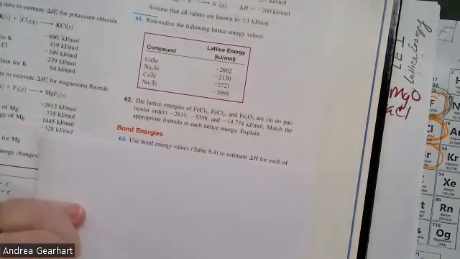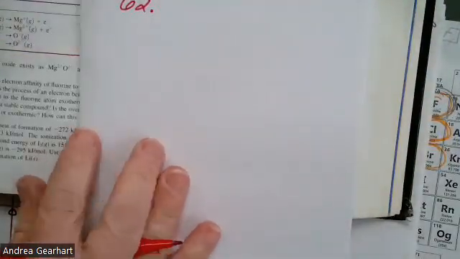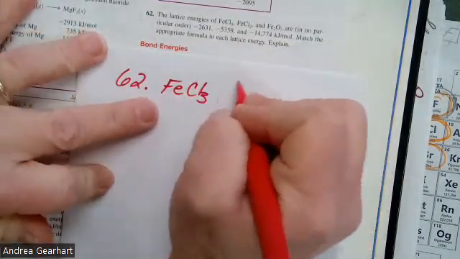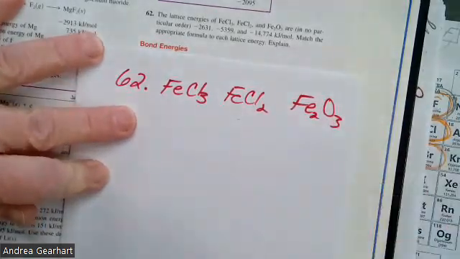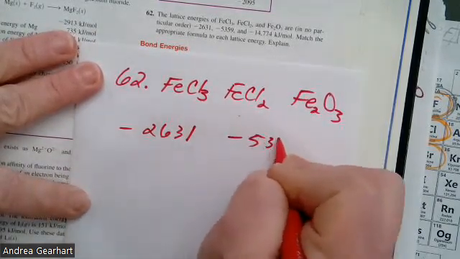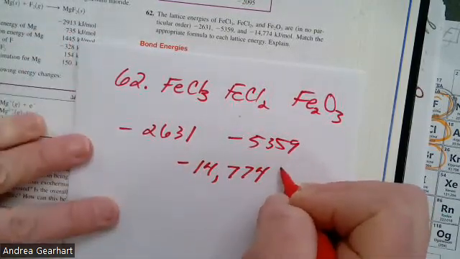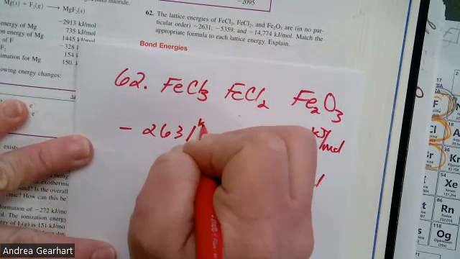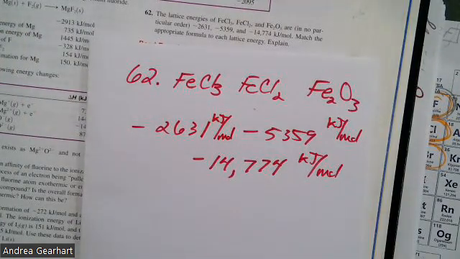62, and that's an even one. You're given the lattice energies of FeCl3, so iron 3 chloride, iron 2 chloride, and iron 3 oxide. And the values are negative 2631 kilojoules per mole, negative 5359 kilojoules per mole, negative 14,774 kilojoules per mole. And you're asked to match which formula would be associated with which lattice energy value.